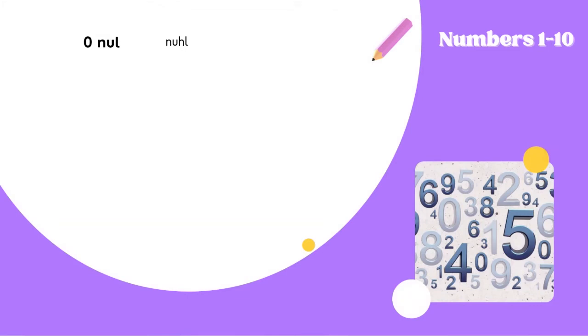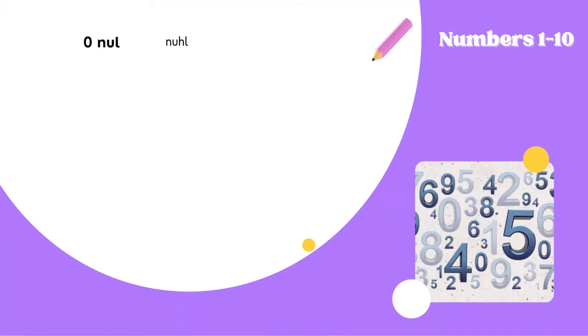So the numbers 1 to 10 are irregular in a sense, you just have to learn them by heart, right? So this forms the basis of the language, so the numbers 1 to 10 are very important. So let's start with the first and that is nul. So 0 in English, in Dutch we call that nul.